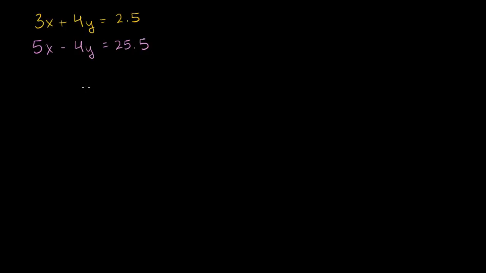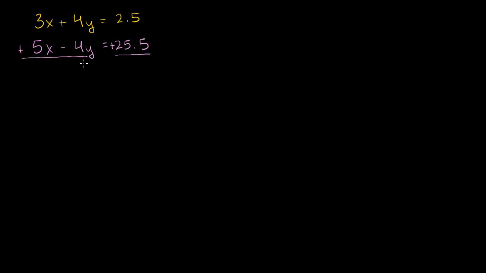And it's probably not obvious, even though it's sitting right in front of your face. Well, what if we just added this equation to that equation? What I mean by that is, what if we were to add 5x minus 4y to the left-hand side and add 25.5 to the right-hand side? So if I were to literally add this to the left-hand side and add that to the right-hand side. And you're probably saying, Sal, hold on. How can you just add two equations like that?